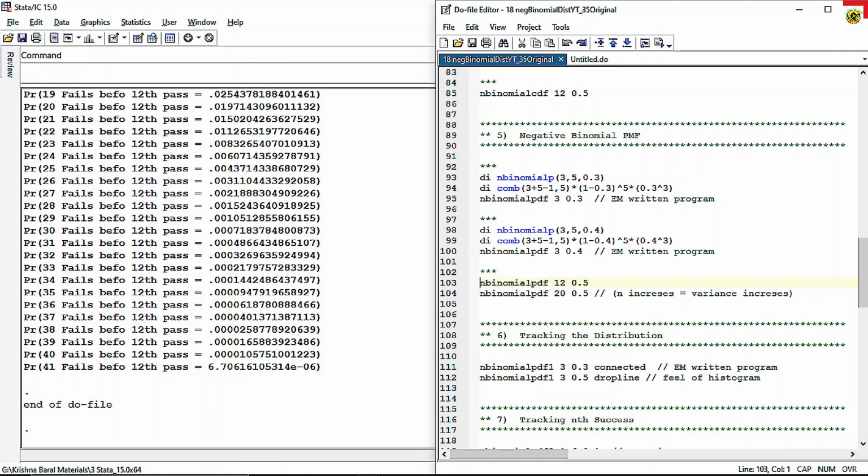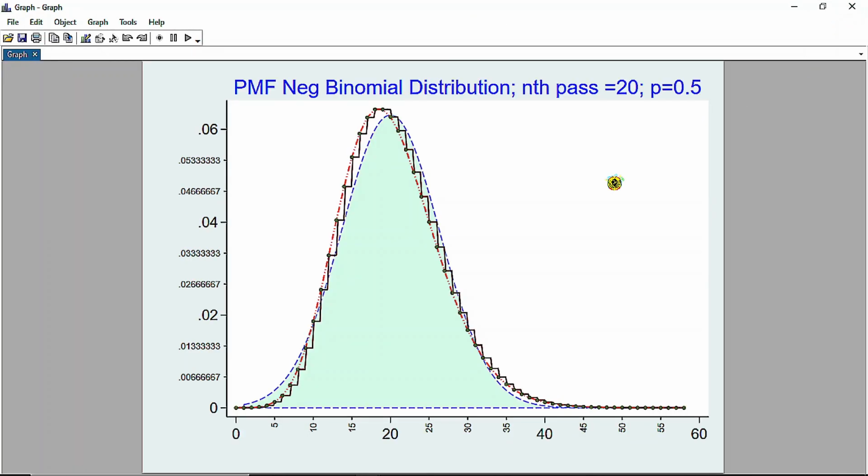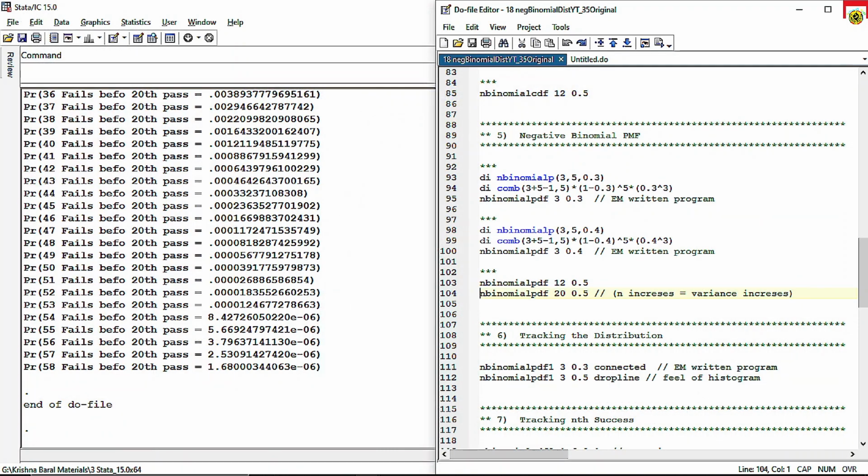Similarly, let us see another example. We have now increased the nth success to 20 and the probability of success is 50%. What is the nature of the graph? The graph is almost like a normal distribution, because at the backdrop we have a normal distribution. So we can say that if we increase the nth success, then gradually we will get the normal distribution. And if the probability of success increases, then the span for the failures decreases, and we will see it in the other examples.